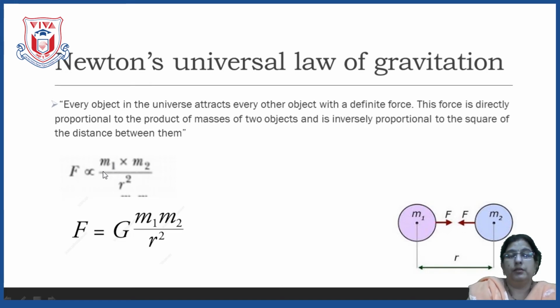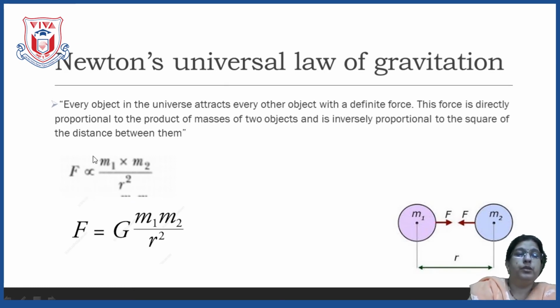Force, which is there in between both the objects, is directly proportional to the product of the masses of both the objects and is inversely proportional to the square of the distance between both the objects. So, here I can write F directly proportional to m1 m2 and inversely proportional to r square, that is, r is the distance between the two objects.